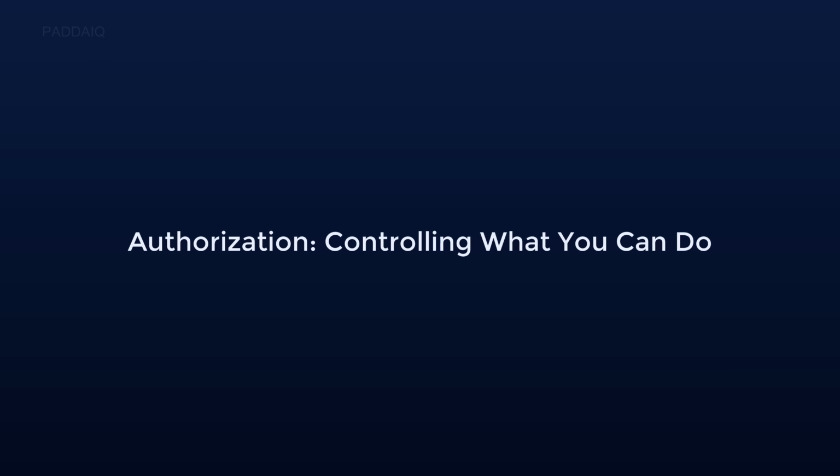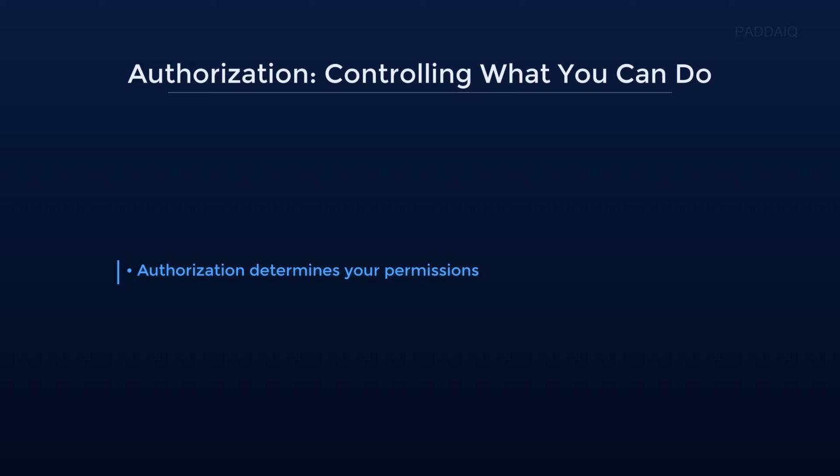Authorization, controlling what you can do. Authorization determines your permissions. This means it defines exactly which actions you are allowed to perform in a system. For instance, in an HR app, you might be authorized to view employee data but not to edit salaries. Ultimately, this control is fundamental to maintaining security and proper workflow.